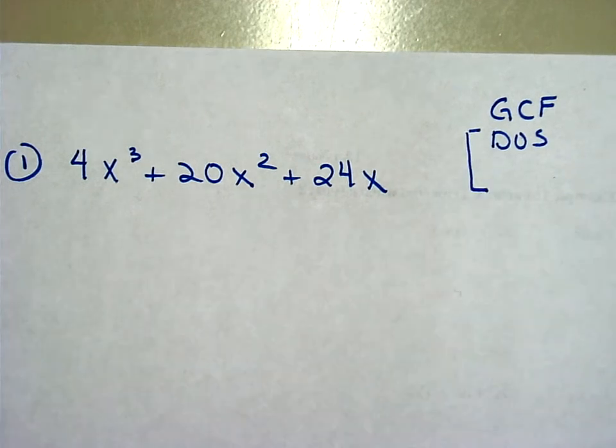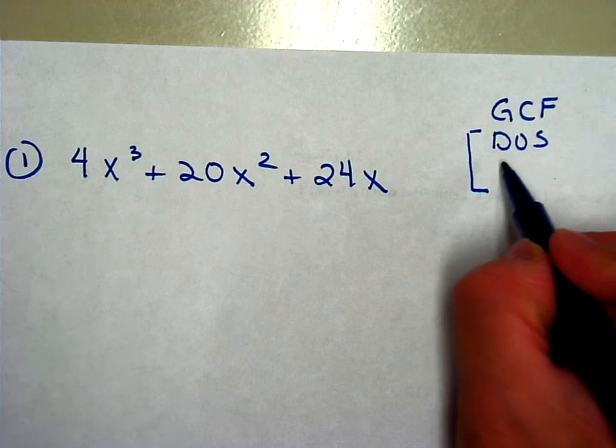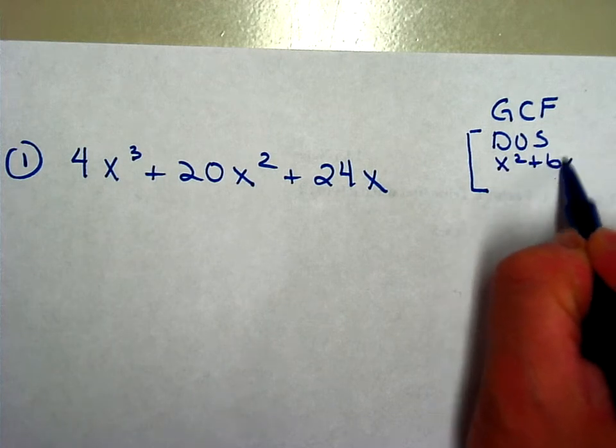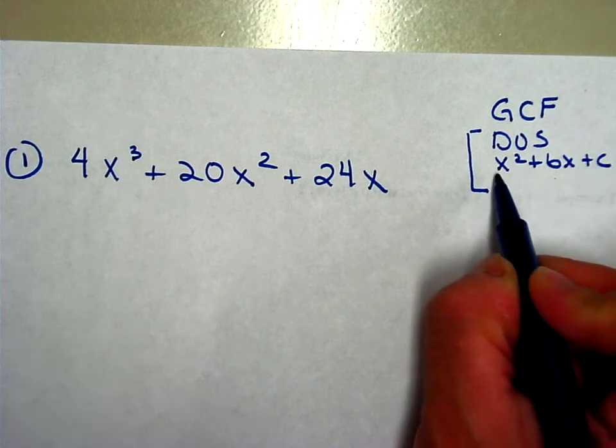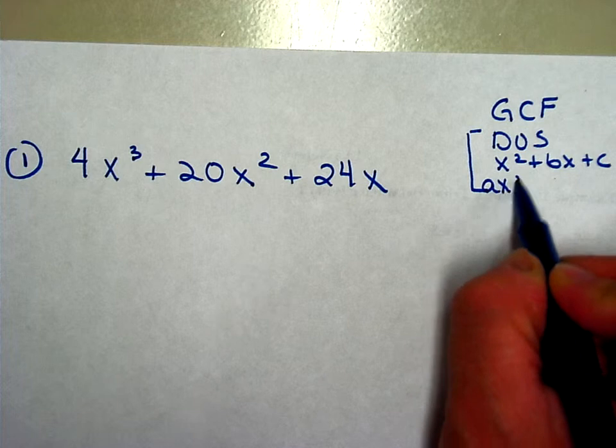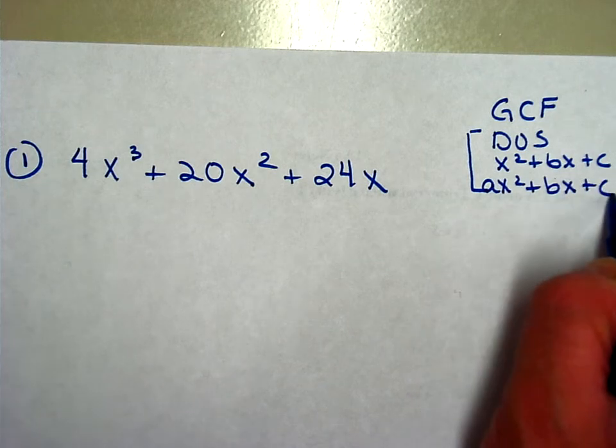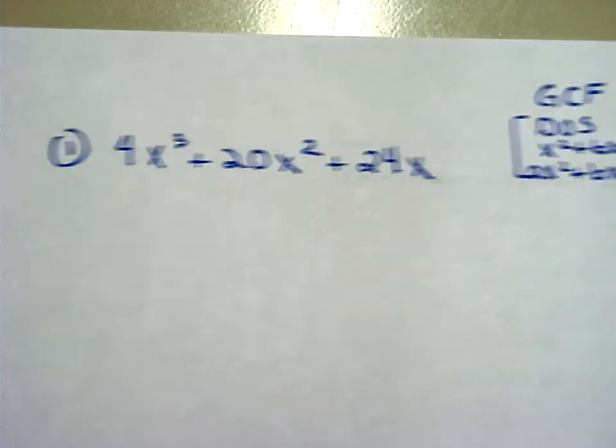Your difference of two squares, or it could be your trinomial, where the number in front of x squared is 1, or it could be your trinomial where the number in front of the x squared is not 1, it's bigger than 1. So always look for GCF first.